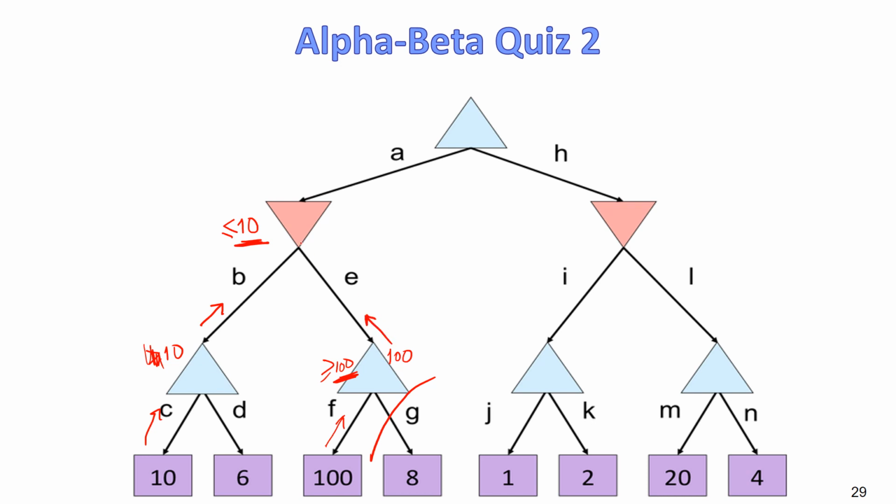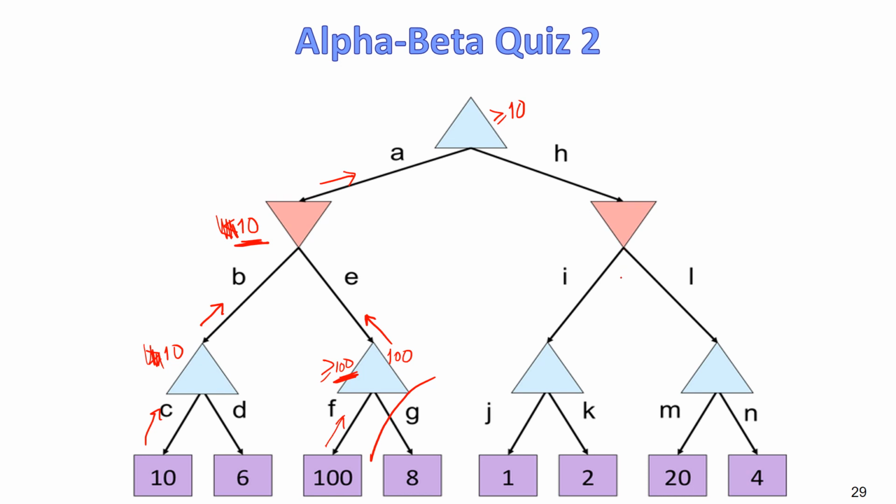Of course, 100 will not change anything here, so the value here will be 10, right? So just ignore this, remove this, and pass 10 up to the root. Now the root has less than or equal to or greater than or equal to? Greater than or equal to 10. Very good. Now should we go to H?